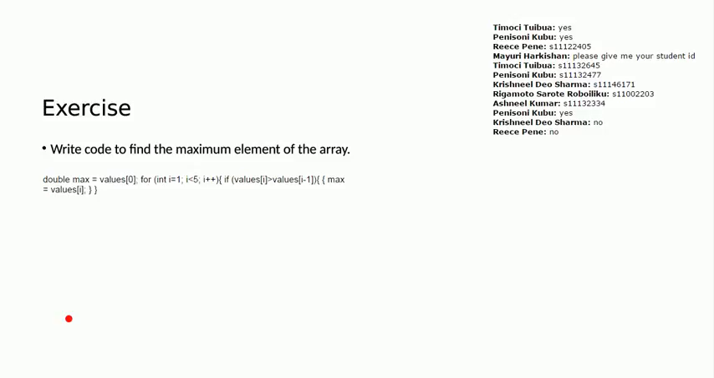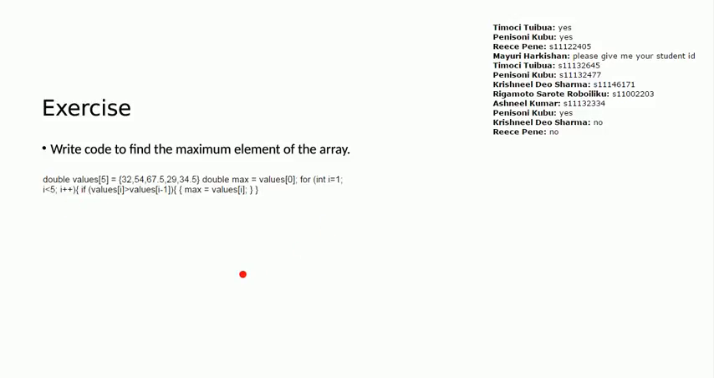Right, so in the previous slide we had this array. Array of double called values of size 5, and what did it have? It had 32, 54, 67.5, and then 29 and 34.5, right? So let's see.